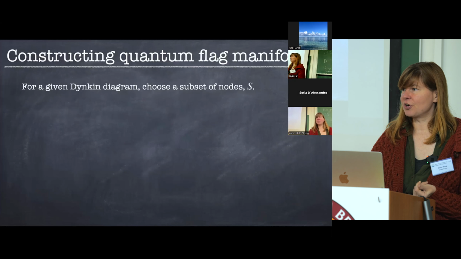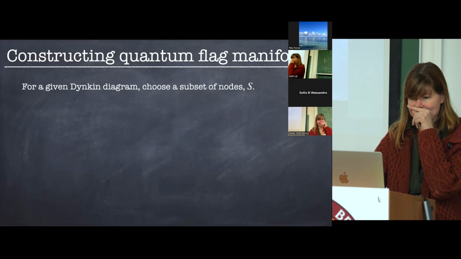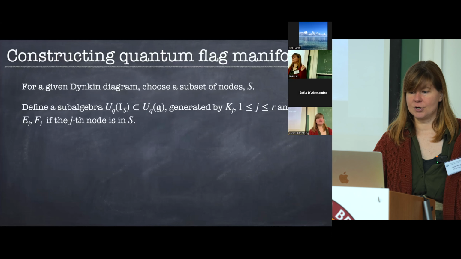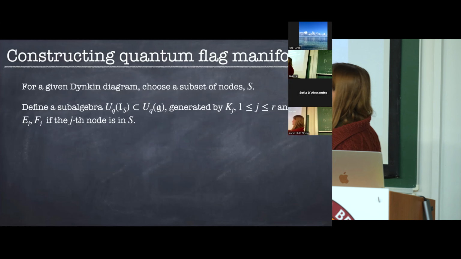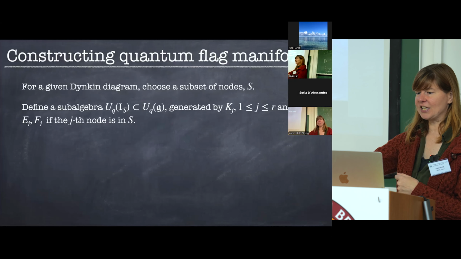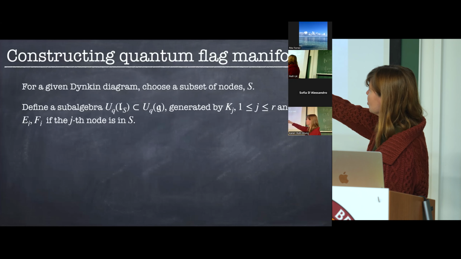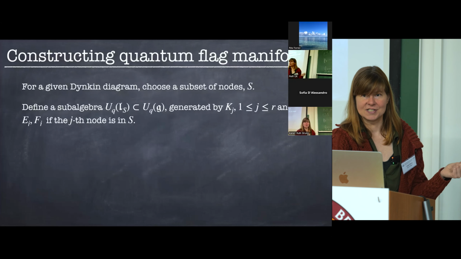So how do we go about constructing a quantum flag manifold, which is a particular type of homogeneous space? So we take a Dynkin diagram, and we're going to choose a subset of nodes. This allows us to define a subalgebra in the quantum enveloping algebra, which is just going to be generated by all of the K_j's for j up to the rank of G. And we're just going to throw in the E_j's and F_j's if the jth node is in our chosen set of nodes.